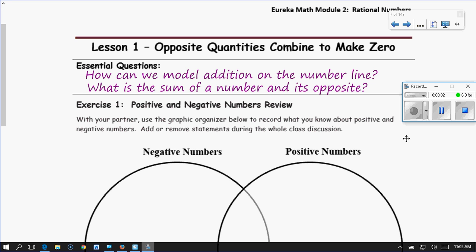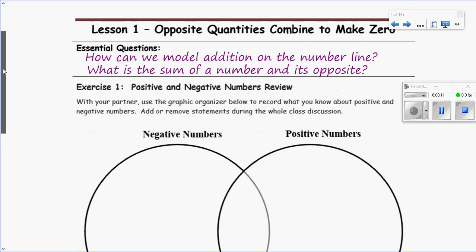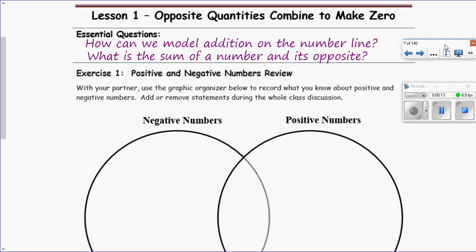Hi everybody, this is lesson 1 of module 2. We are on to our next module and this is the first lesson. Opposite quantities combine to make 0. So you've got your essential question. We are actually on page 7, so if you're still looking for the page number, page 7. How can we model addition on the number line? And what is the sum of a number and its opposite? So there are your essential questions.